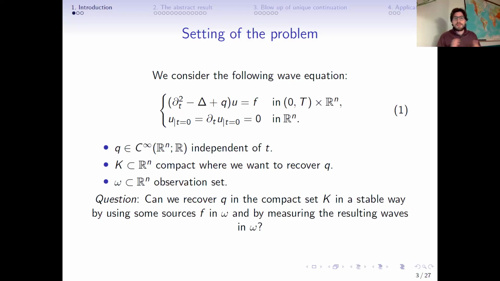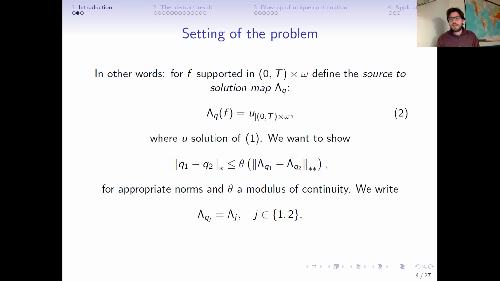So the physical question is that we use some sources f. The sources are supported in our observation set omega. We get some resulting waves, and we can only observe these waves in the cylinder (0,T) times omega. And we want to use these measurements in order to recover our potential in a compact set. So mathematically speaking, we define the source to solution map. To a source f, this associates the solution, restricted to the cylinder (0,T) times omega.